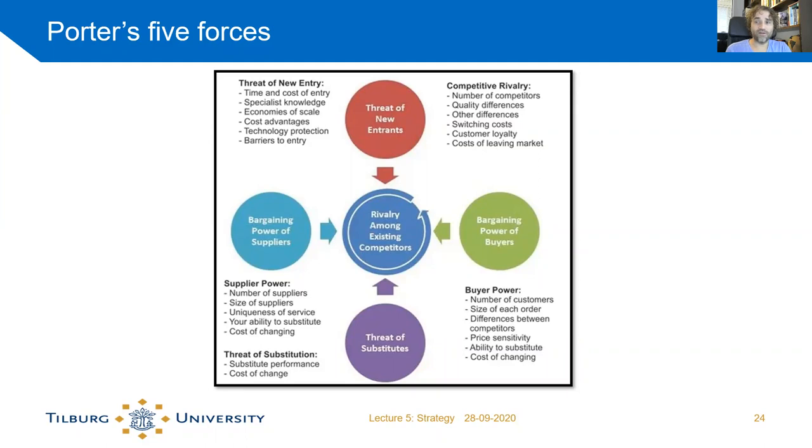On the other end, there are products for which there are a lot of different suppliers, and you can easily switch suppliers. So that's the bargaining power of suppliers.